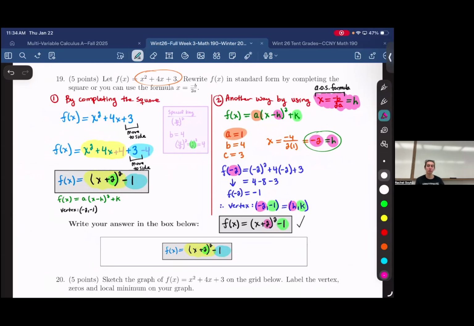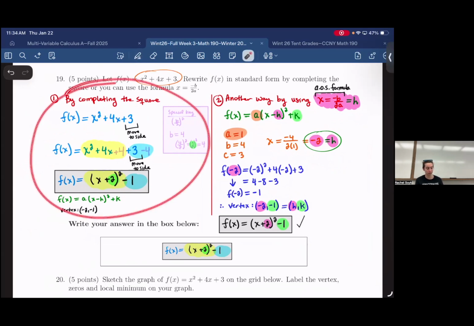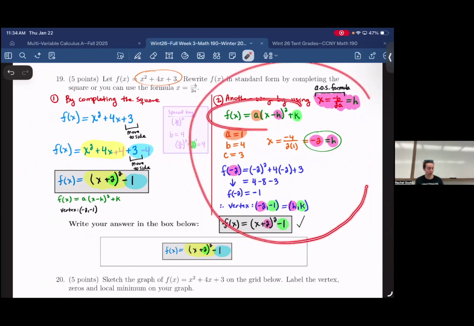Questions on this one? Again, you don't have to do it both ways. You can choose your preference. If you're more comfortable with completing the square, go about it that way. If you're more comfortable using your standard form of a quadratic and your axis of symmetry formula, then you can go about it that way too.